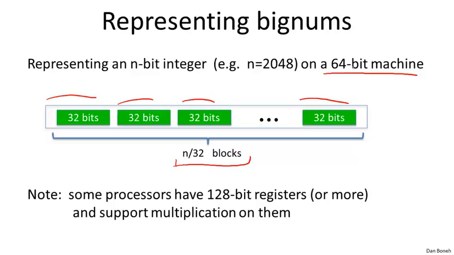Now I should mention that I'm only giving 64-bit registers as an example. In fact, many modern processors have 128-bit registers and more, and you can even do multiplications on them. So normally you would actually use much larger blocks than just 32 bits. The reason you want to limit yourself to 32 bits is so that you can multiply two blocks together, and the result will still be less than 64 bits, less than the word size on the machine.